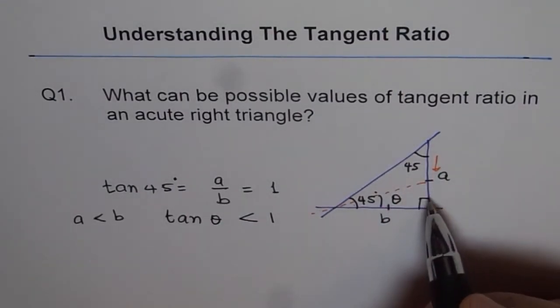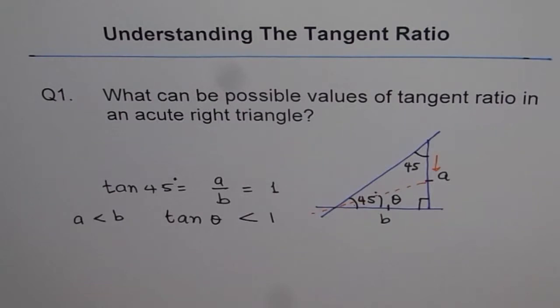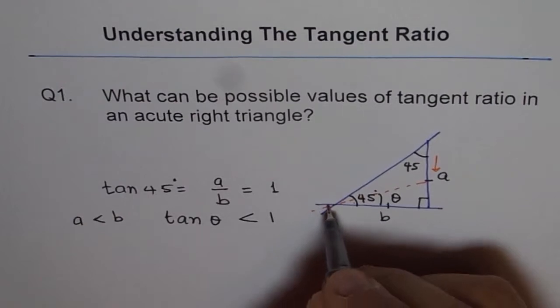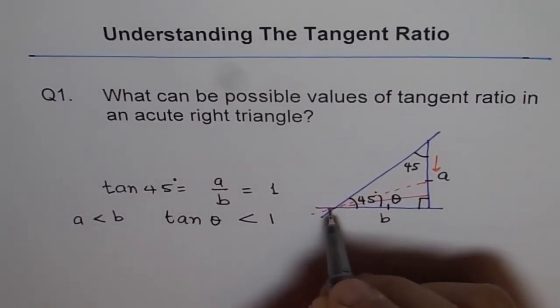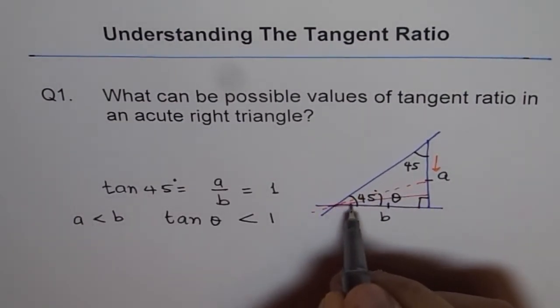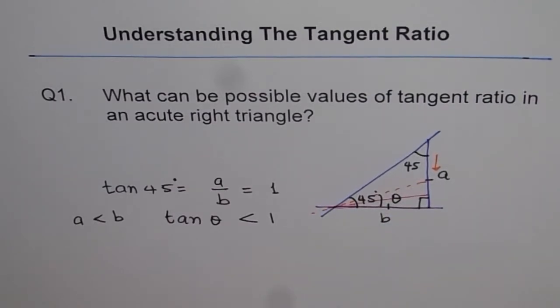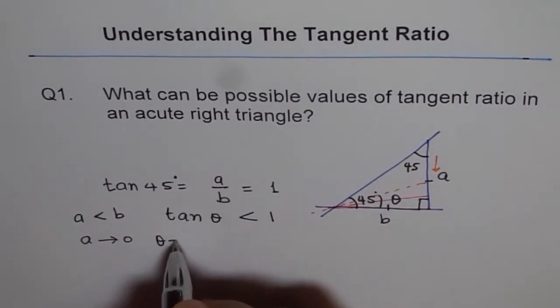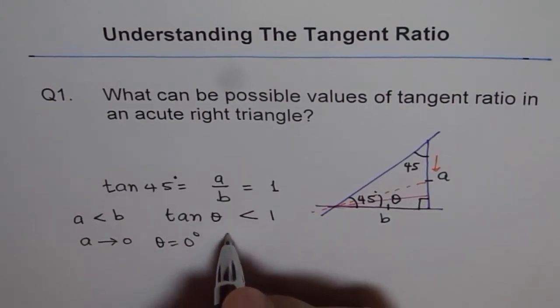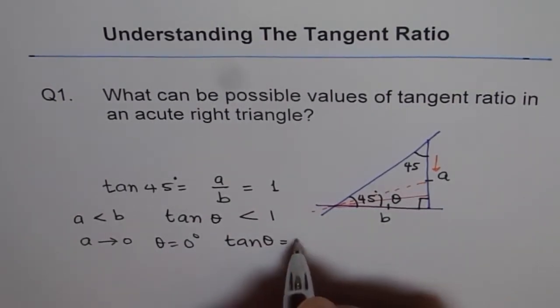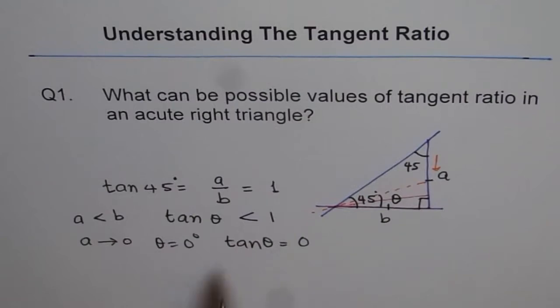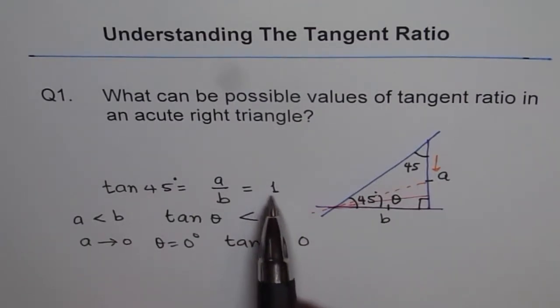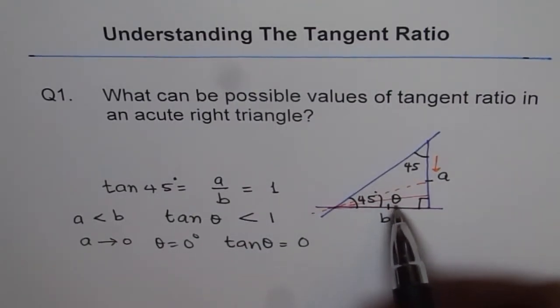But how much less can we go? That is what is to be seen. What is the limit? How much less can we go? So let's go further less, further less. So it is maybe very small. It can be exactly like this, where A could be 0, right? So we can write that A approaches 0, that means kind of 0 degrees. That means theta equals 0 degrees. In that case, tan theta is equal to 0. Do you see that? So tan theta can go from 1 to 0 as we decrease the angle.